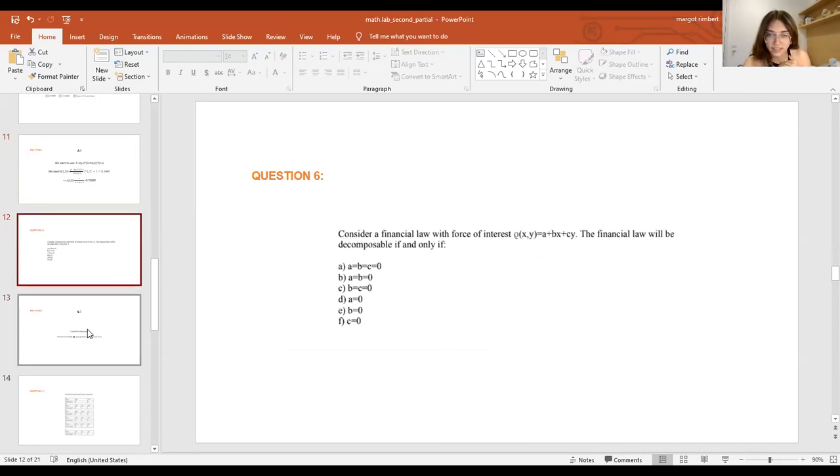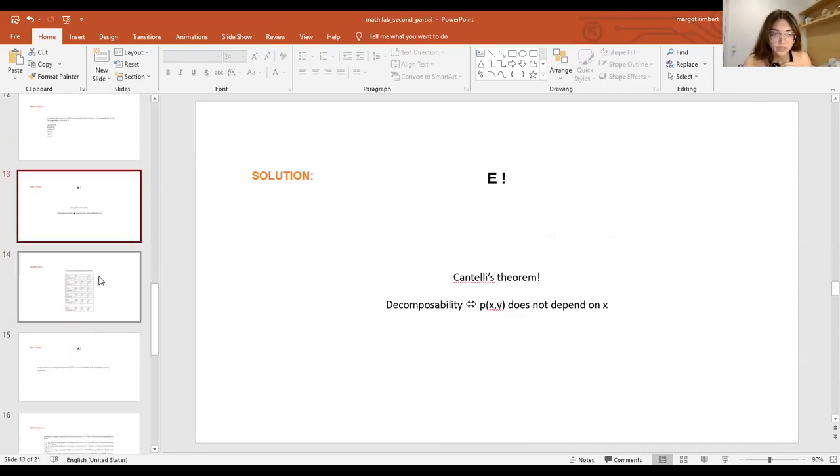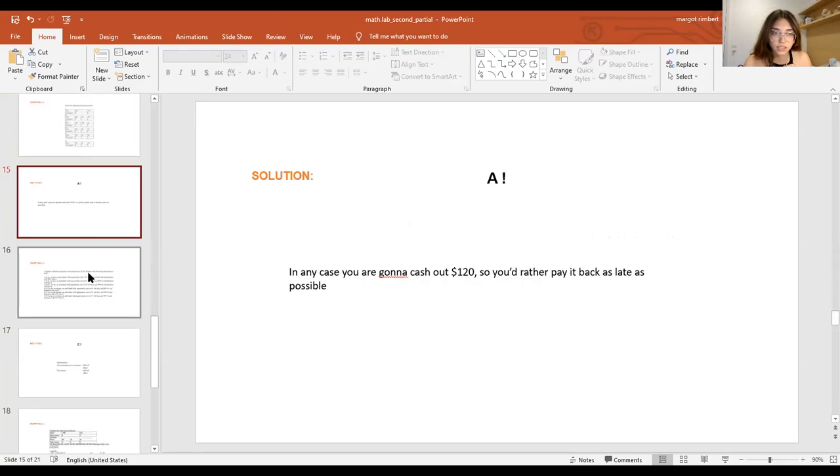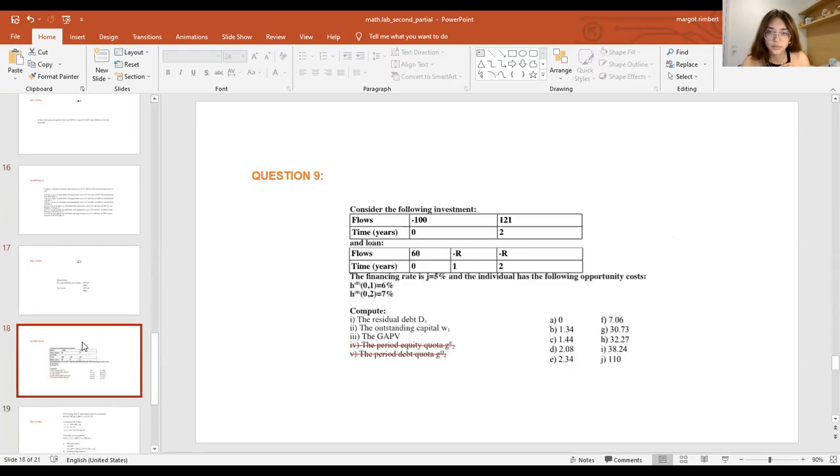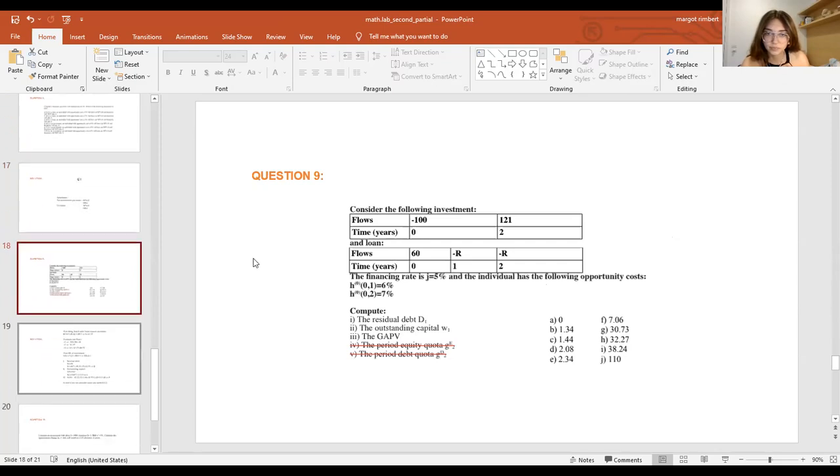This one we already did. Famous Cantelli theorem. This one we also did. This one we also did. We can do this one, because I just wanted to show you a matching question, what it could look like.